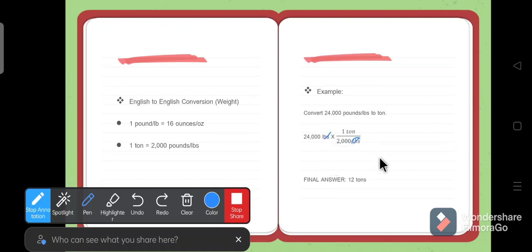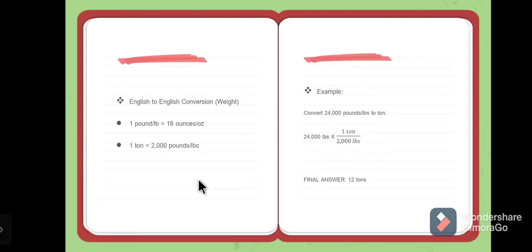And the remaining value is ton. So the final answer to 24,000 pounds times 1 ton divided by 2,000 pounds is 12 tons. The one I discussed with you a while ago is the English to English conversion.